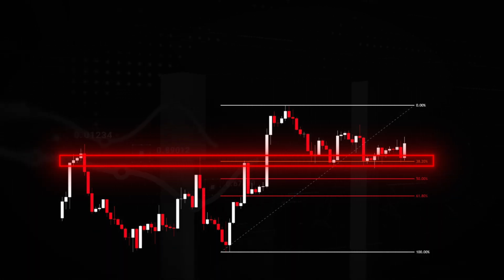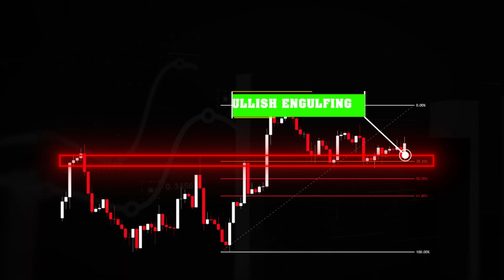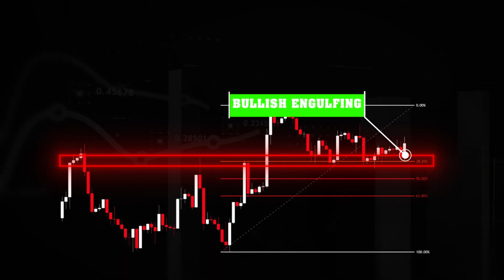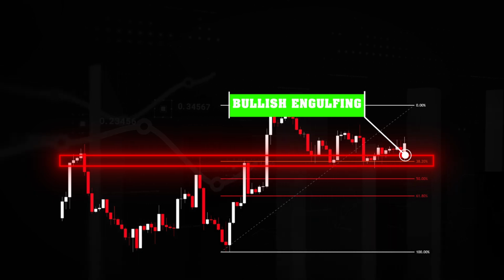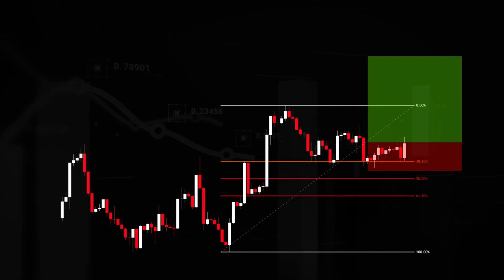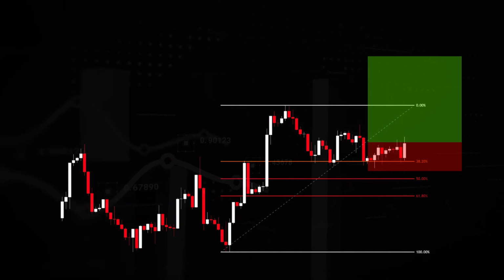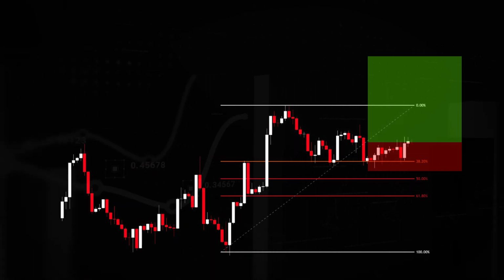Given the uptrend, we are looking for a confirmation to enter a long position. As you can see, a bullish engulfing candle has closed, providing the confirmation we need. I will now open a long position, place the stop loss below the recent swing low, and set the take profit at the latest swing high. Let's see the result.